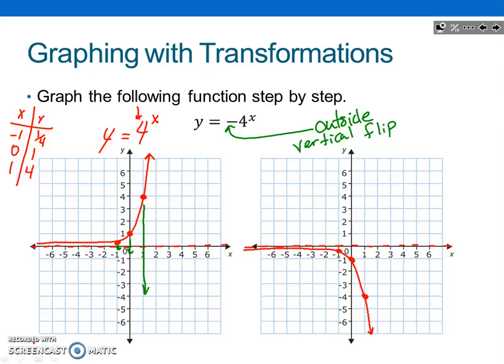Okay? If you were going to have a horizontal flip, it would have looked like this. See how the negative is up in the exponent? This would be horizontal.